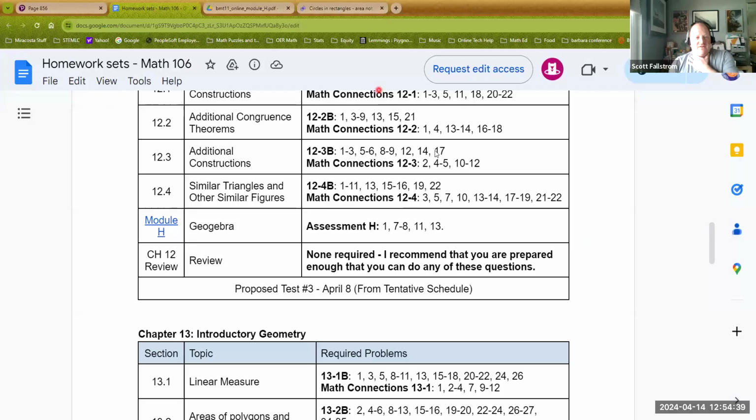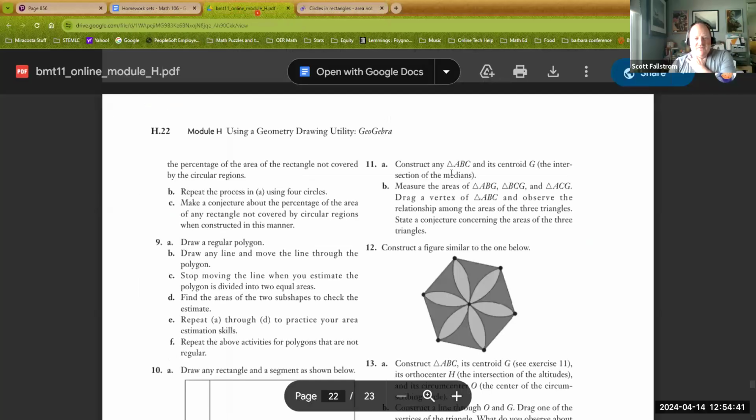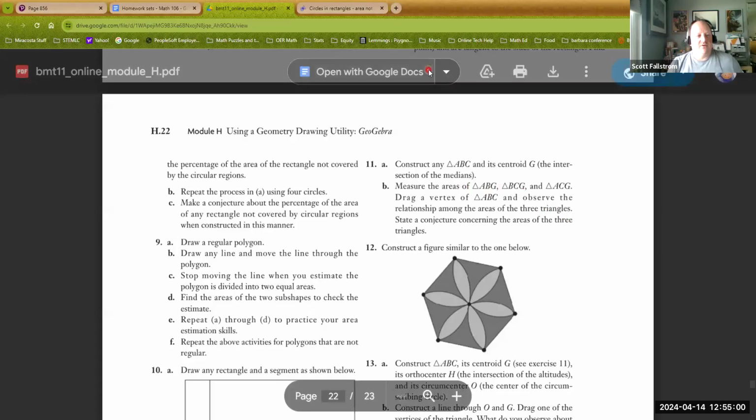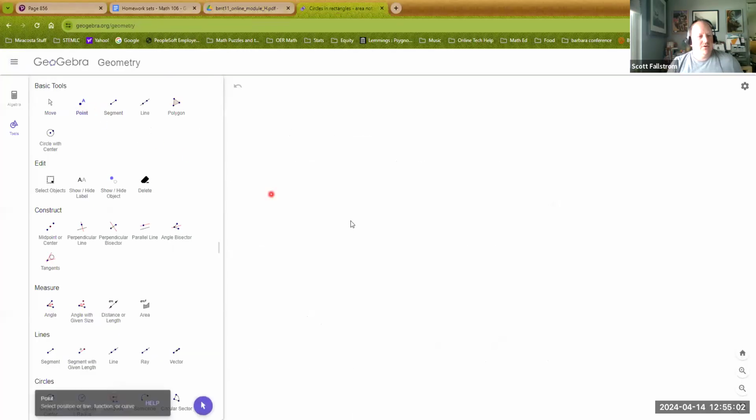Okay, I've got 11 and 13. All right, so 11, construct any triangle ABC and its centroid, the intersection of the medians. Measure the areas of these other pieces. Okay, so when I build my triangle, I'm going to not want to make the polygon tool right away. And let's see how that works out. Okay, so I'm going to build 3 sides. Okay, and they can be moved anywhere.